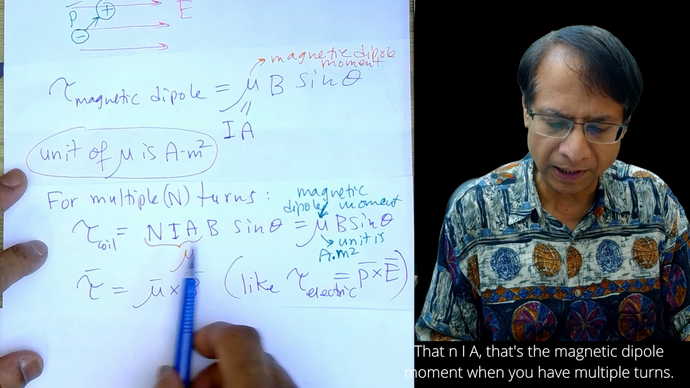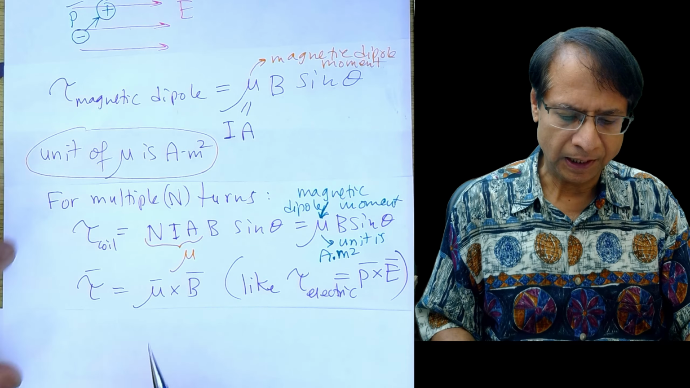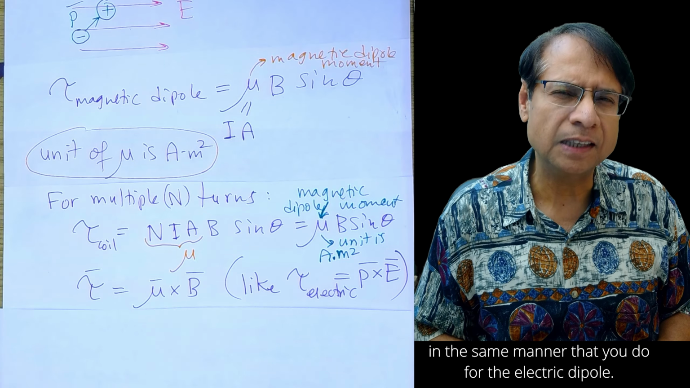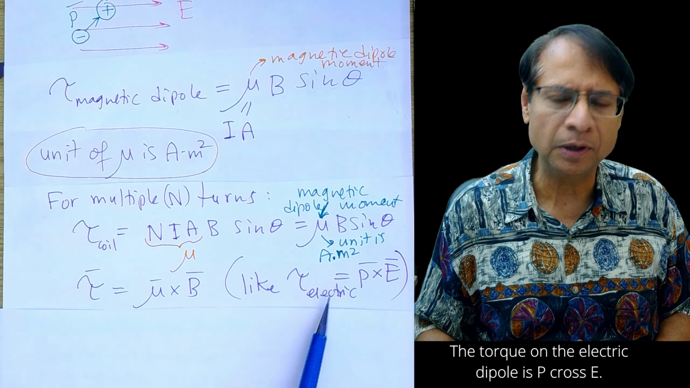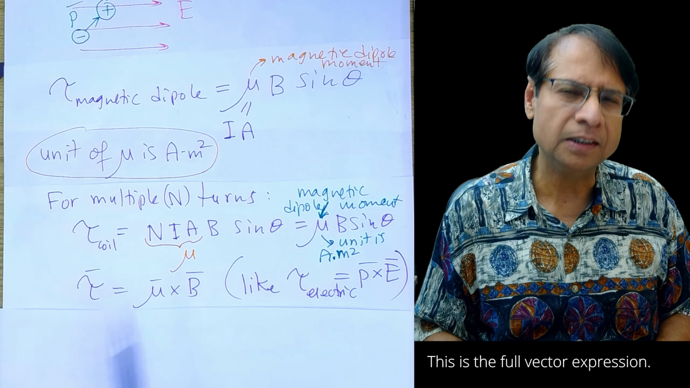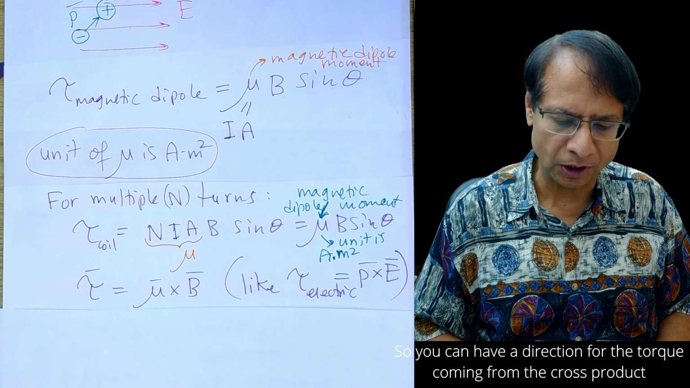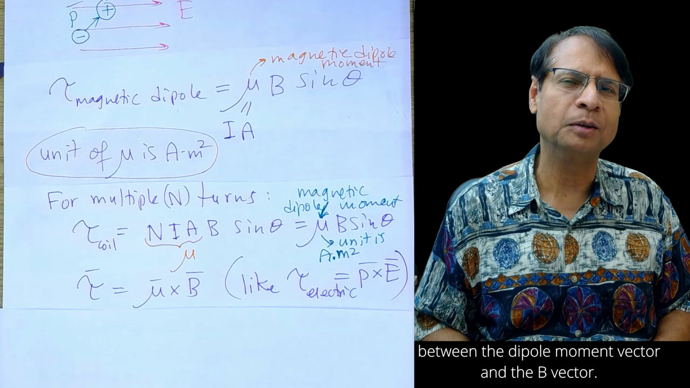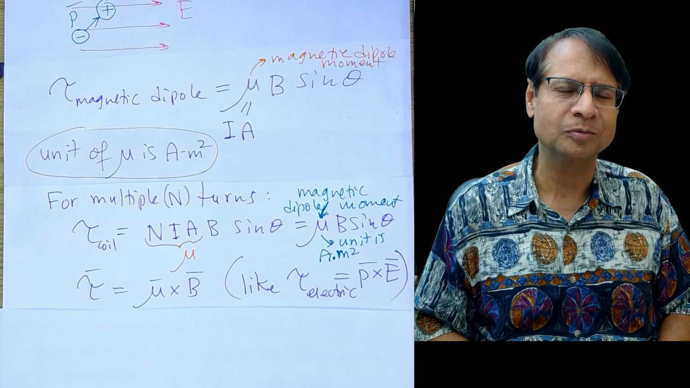And that NIA is the magnetic dipole moment when you have multiple turns. And this can now be written as tau equals mu cross B, in the same manner that you do for the electric dipole. The torque on an electric dipole is p cross E. This is the magnitude with a sine theta. This is the full vector expression. So you can have a direction for the torque coming from the cross product between the dipole moment vector and the B vector. And how that works, we'll see when we get to a solved example.